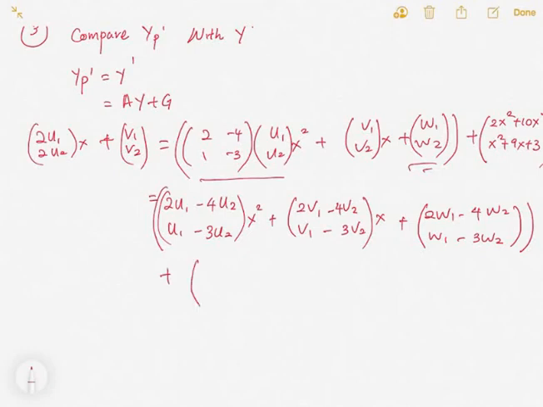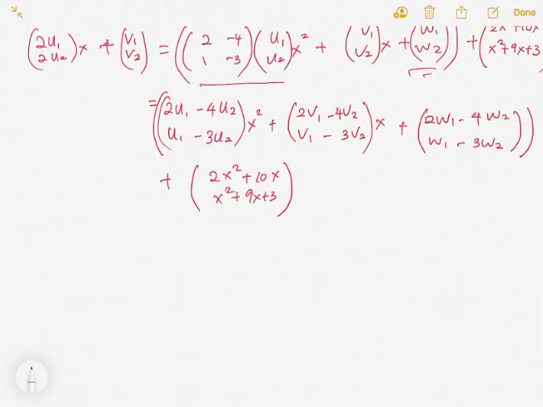Plus 2x squared plus 10x, and then x squared plus 9x plus 3. Okay, so you can compare the coefficient. Well, let's simplify first. Collect all the x or x squared.